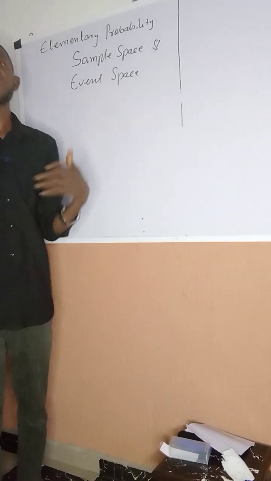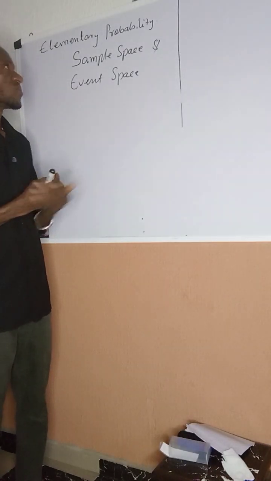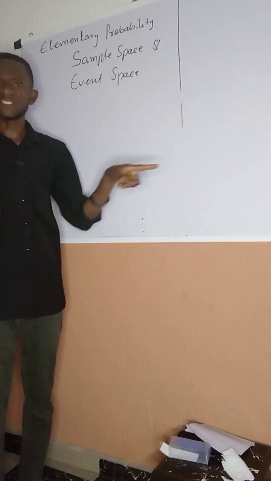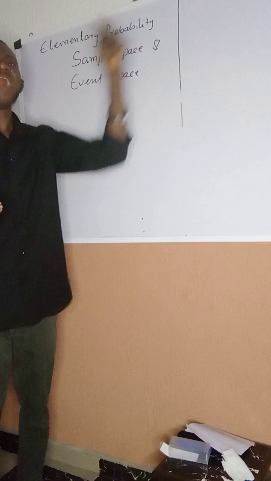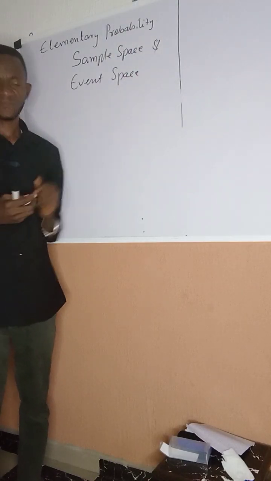And it's one of the reasons why we had to earlier on look at the concept of a set. We say that a sample space is a set that contains all the possible outcomes of an experiment or a trial.